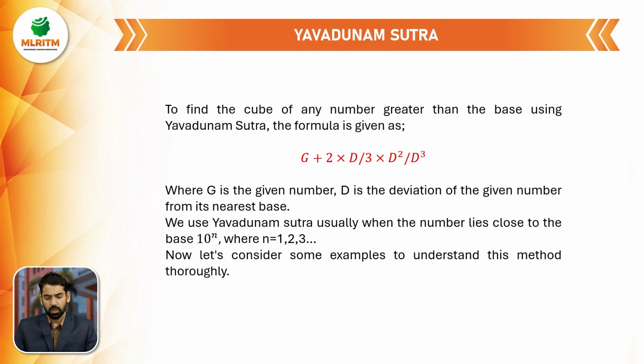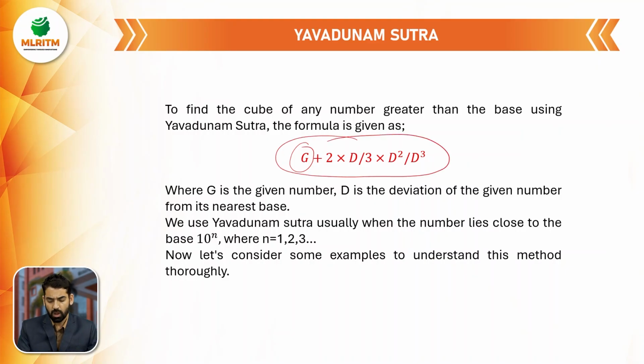So if we have to find the cube of any number using this Yavadunam Sutra, which is greater than the base, the formula is given as g plus 2d, backslash 3d square, slash d cube. Now here, what is g? G is the given number to which we have to find the cube. D is the deviation of the given number from its nearest base, and this is the formula for calculating the cube of any number.